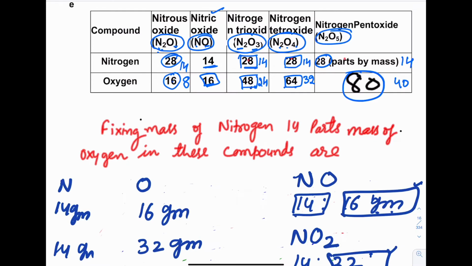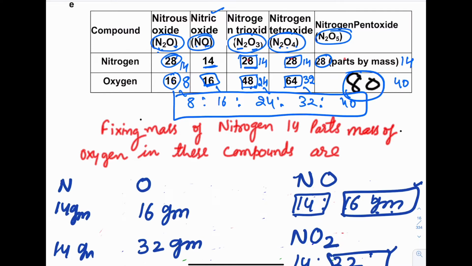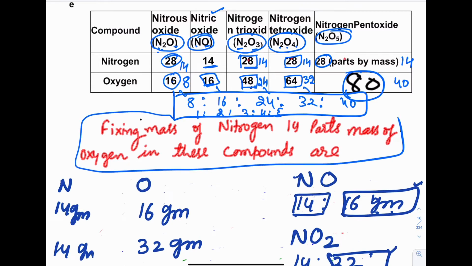So what is the mass ratio of oxygen? It is 8, 16, 24, 32, 40. And the ratio of the mass of oxygen in these compounds is 1 is to 2 is to 3 is to 4 is to 5. So fixing the mass of nitrogen at 14 parts, the mass of oxygen in these compounds will be in multiples. I think this law will be clear to you.